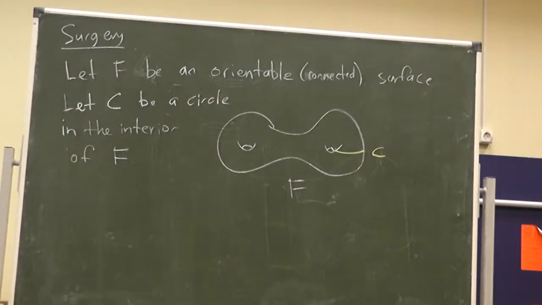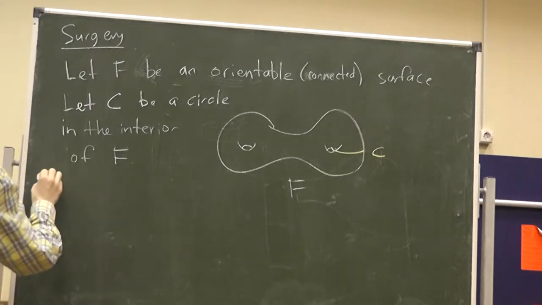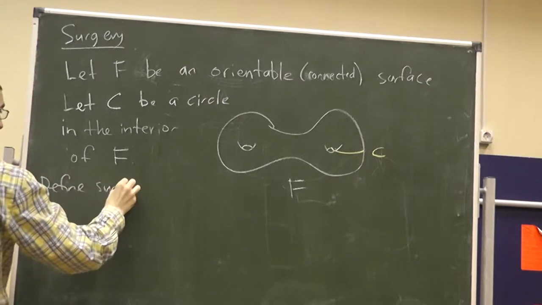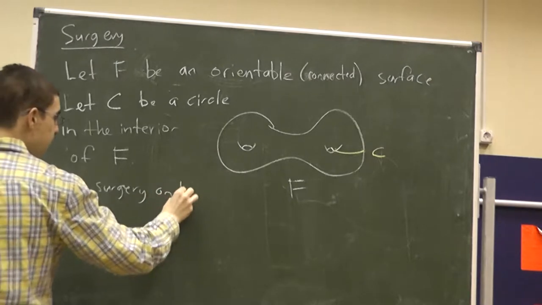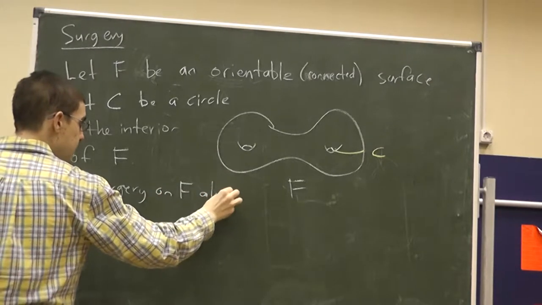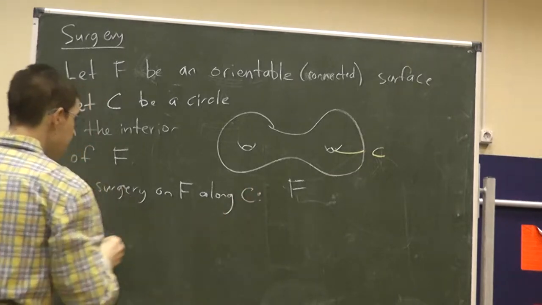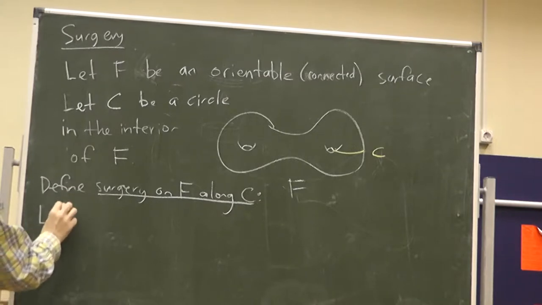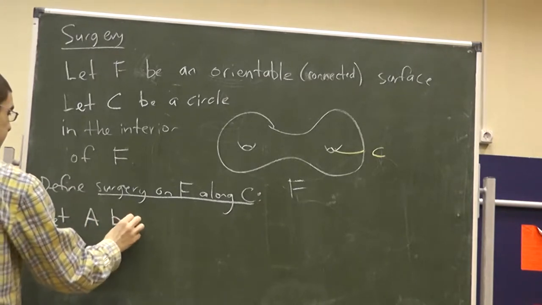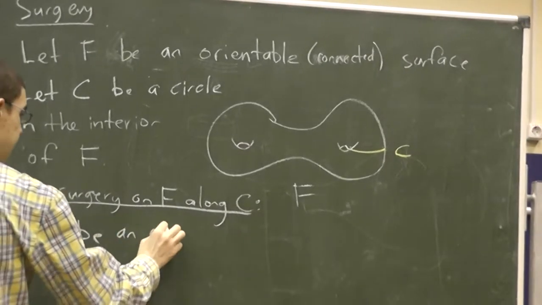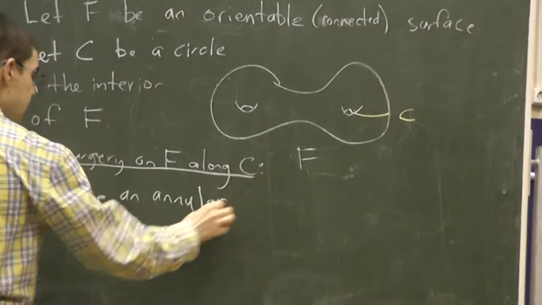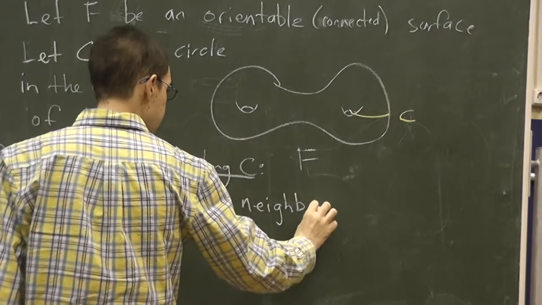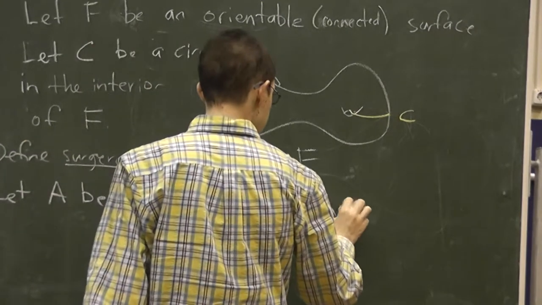What's called surgery along C. So we define surgery on F along C as follows. We let A be an annulus, a neighborhood of C.